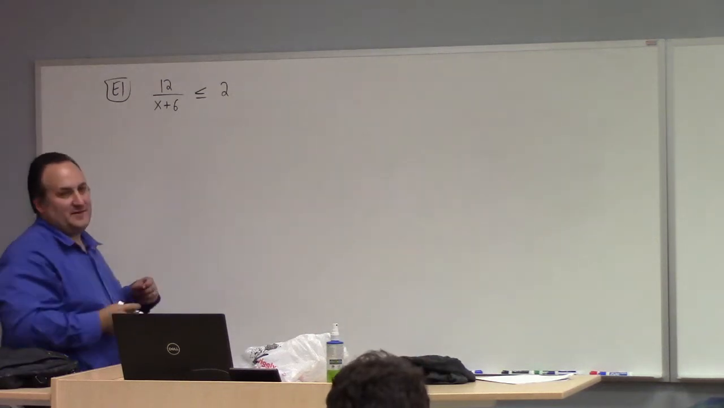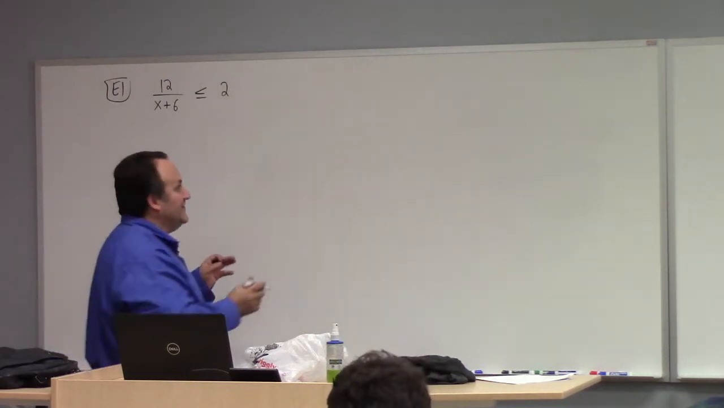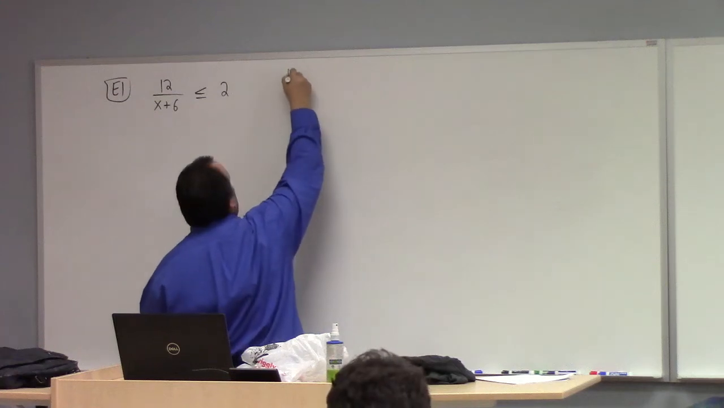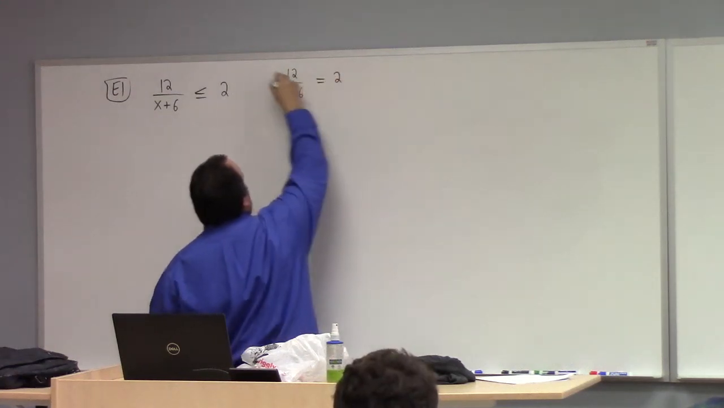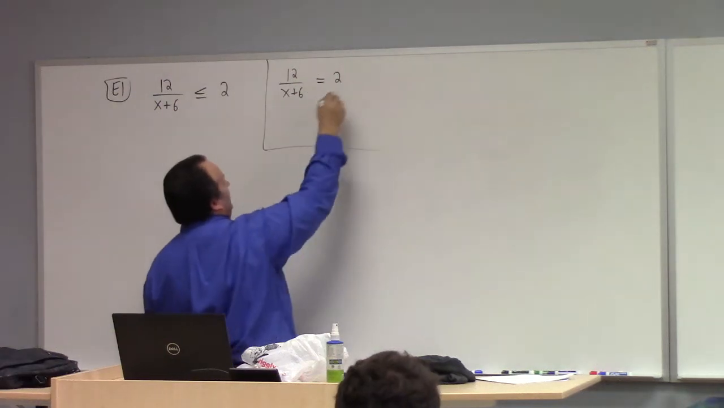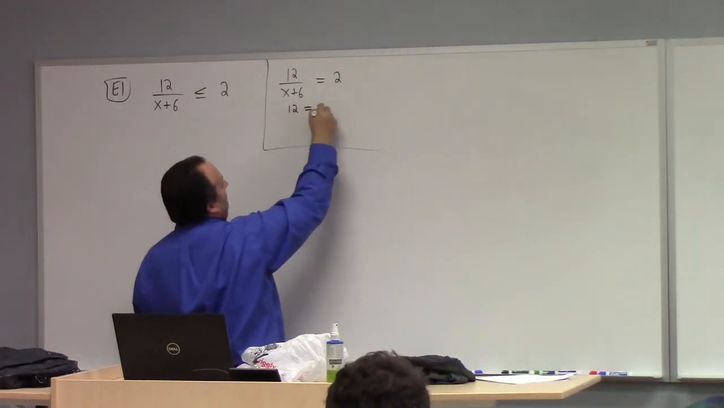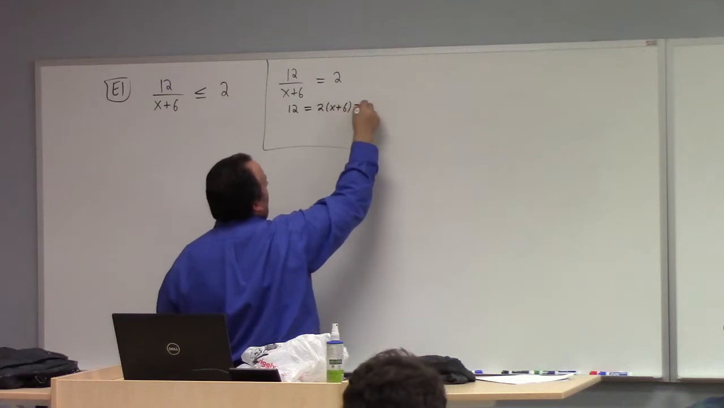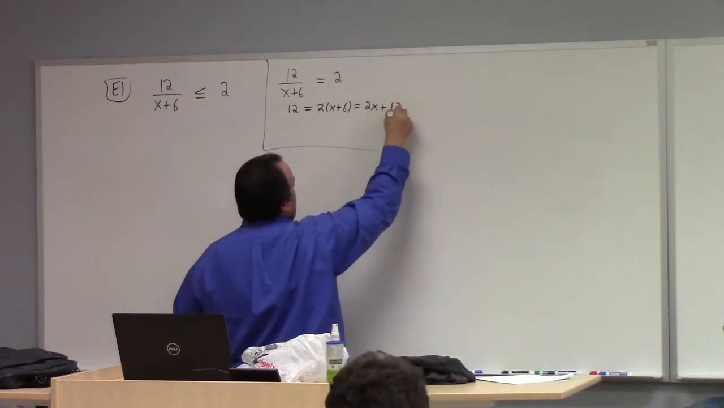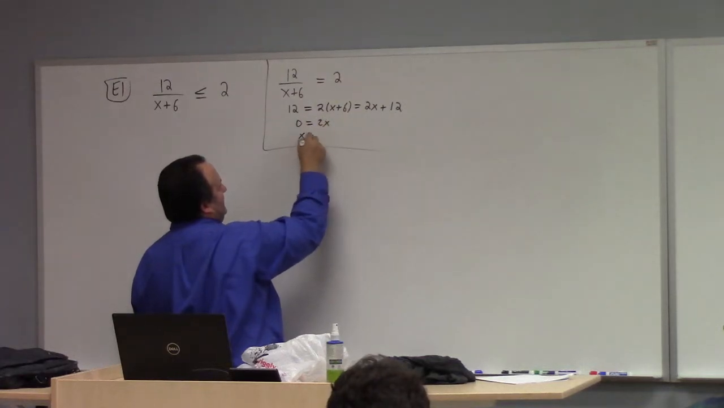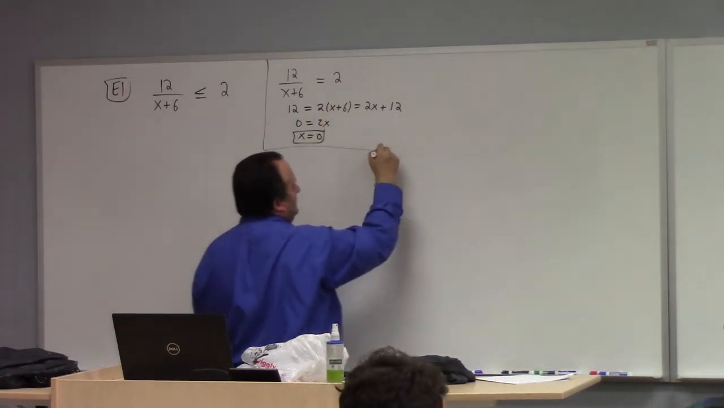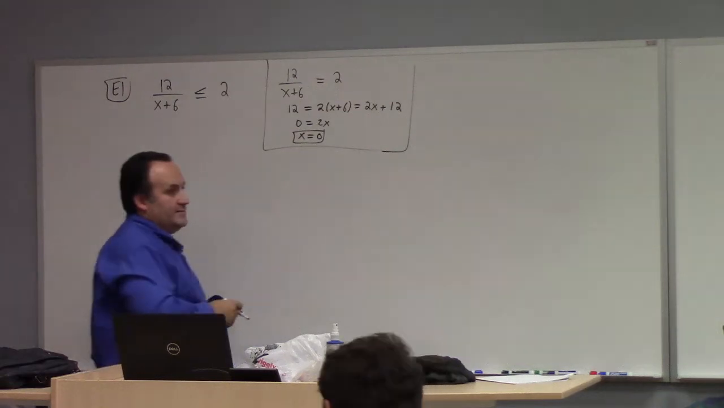All right, so first of all, if this was an equation, how would you solve it? Equal to 0, I should say. So if this was an equation, I would just multiply by x plus 6. It would give me this. I would subtract 12 from both sides. I would get 0 equals 2x. That would give me x equals 0. And I'd be like, yay, done.